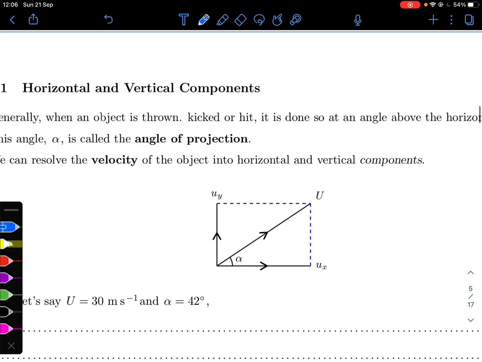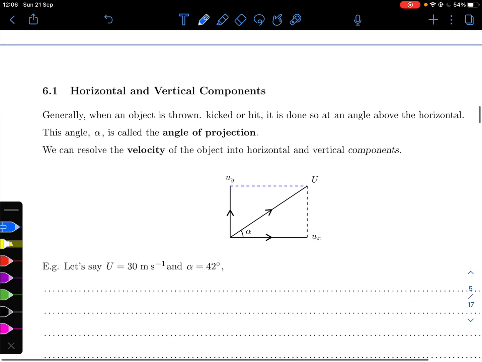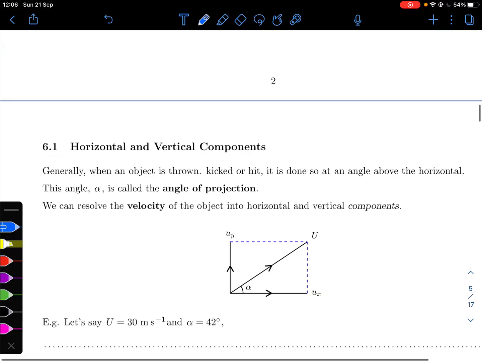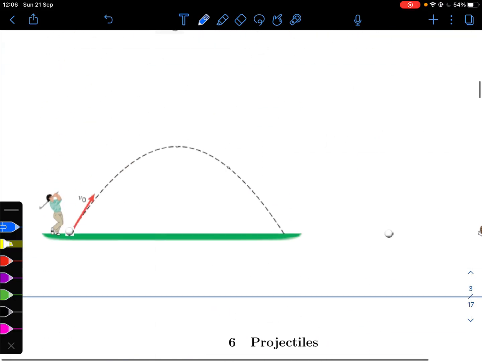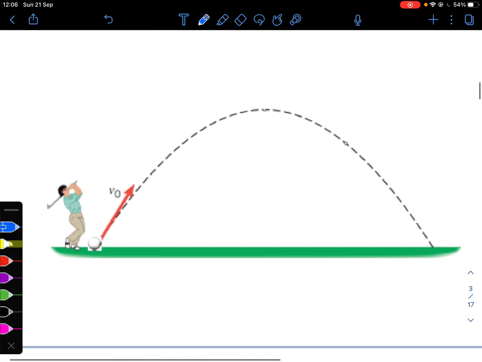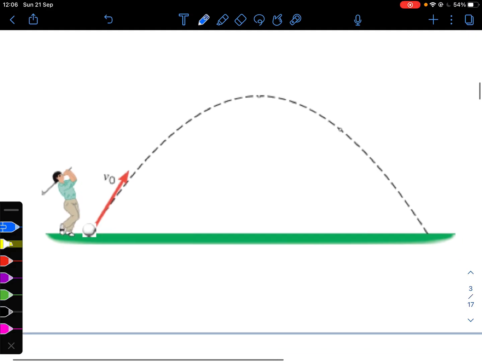Okay, so if we're going to split our motion up into horizontal and vertical, we're going to have to split our velocities. I'll just run back to this golfer. When he hits the ball, he doesn't hit it horizontally, he doesn't hit it vertically, he hits it at an angle to the horizontal. So we call that angle the angle of projection. Sometimes labelled with an alpha, sometimes labelled with a theta, any other label will do.